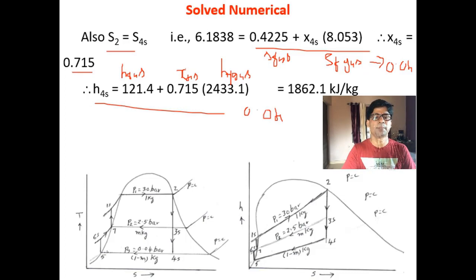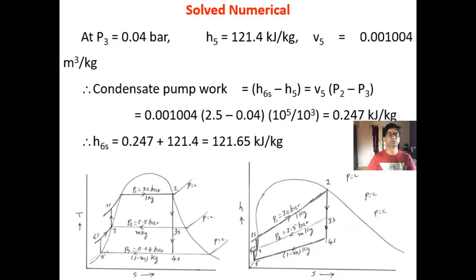Now to find out the H5 value, as all of you know, H5 and H7 are on the saturated liquid line. So H5 is nothing but H5 at 0.04 bar. At 0.04 bar, H5 is equal to HF, that is 121.4 kilojoules per kg. And V5 also you have to note down to calculate the pump work.